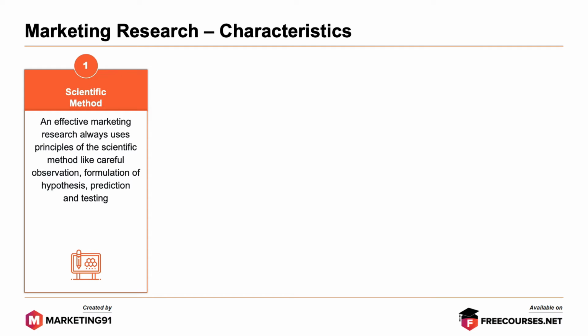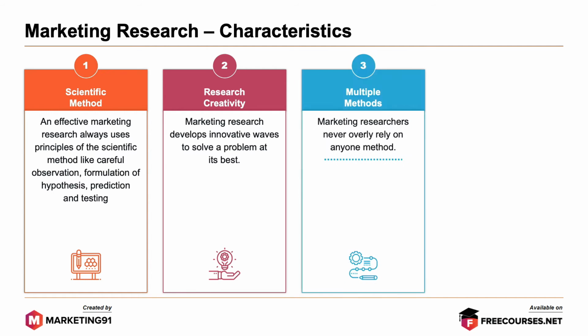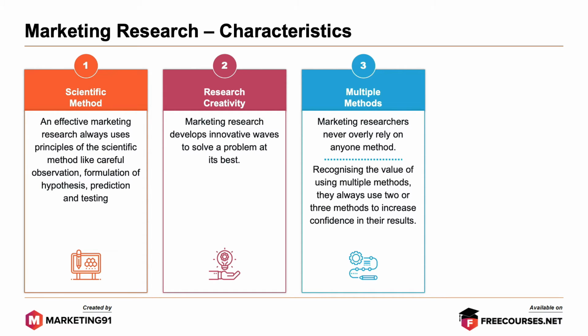An effective marketing research always uses principles of scientific methods like careful observation, formulation of hypothesis, prediction, and testing. Next up is research creativity. Marketing research develops innovative ways to solve a problem at its best. Third, multiple methods used. Marketing researchers never rely on only one method. Recognizing the value of using multiple methods, they always use 2 or 3 methods to increase confidence in their results.